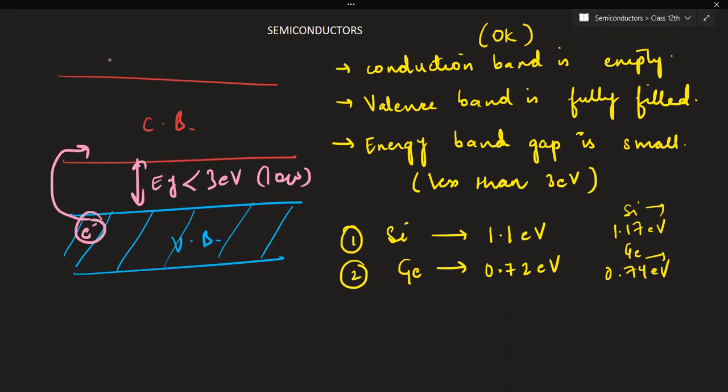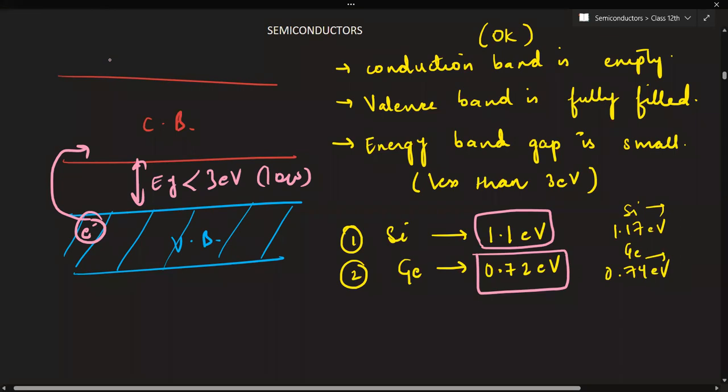Like silicon and germanium, these two values you have to remember at any cost: 1.1 electron volt and 0.72 electron volt. These values you have to remember because they are asked in the question. The conduction band is empty, this occurs at 0 Kelvin, and the valence band is fully filled. The energy gap is small, less than 3 electron volt. Silicon is 1.1 electron volt, germanium is 0.72 electron volt.